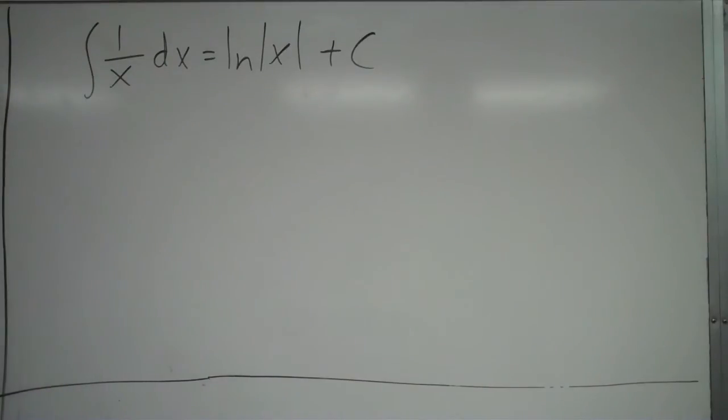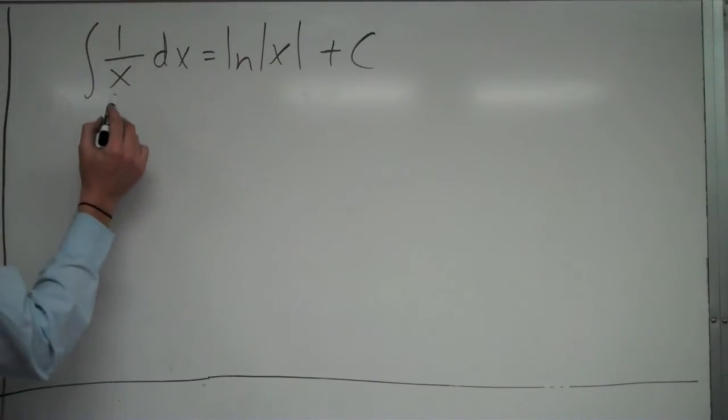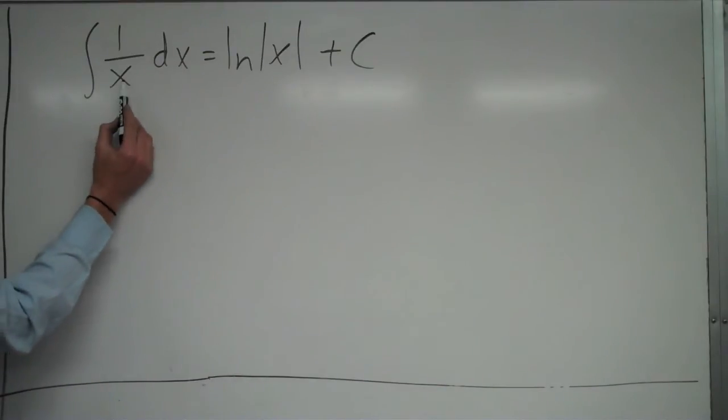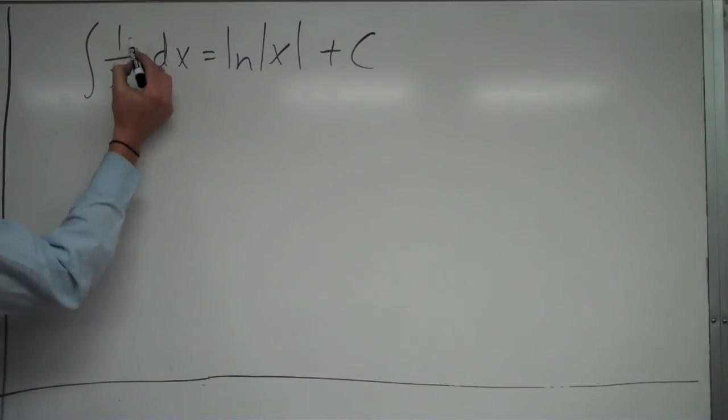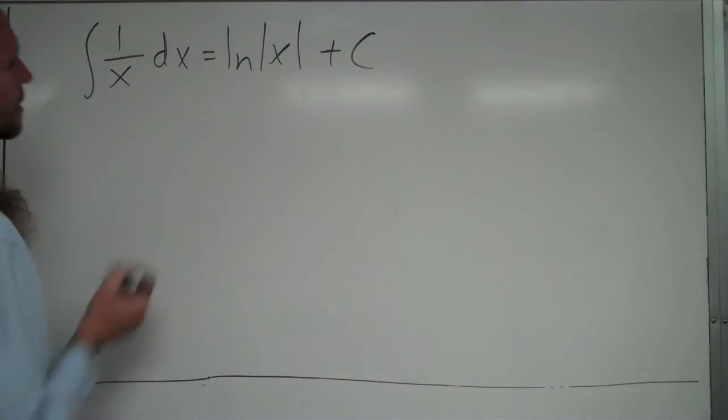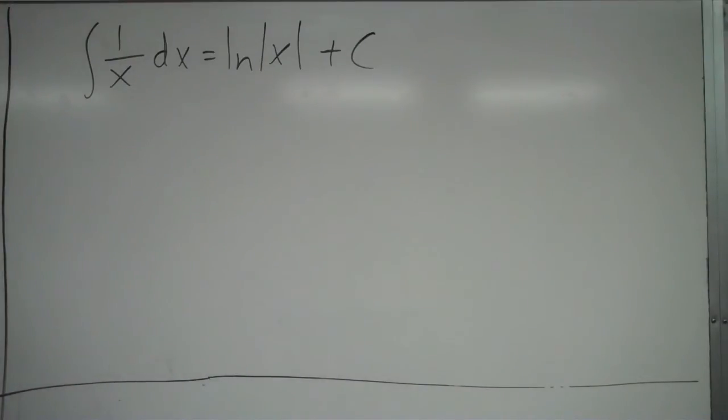But this can be applied more broadly than just this one antiderivative. Basically, it comes down to the pattern that I'm going to point out here: notice the derivative of x is equal to 1. So if we ever have something where the derivative of the bottom is equal to the top, then we can apply this natural log rule. It's just natural log absolute value of the bottom.